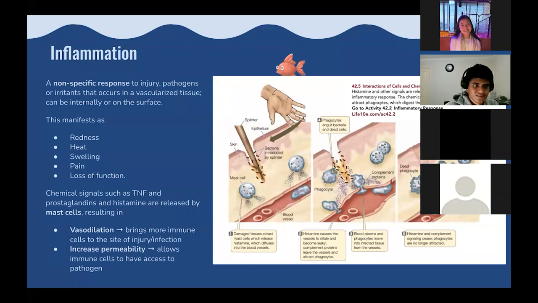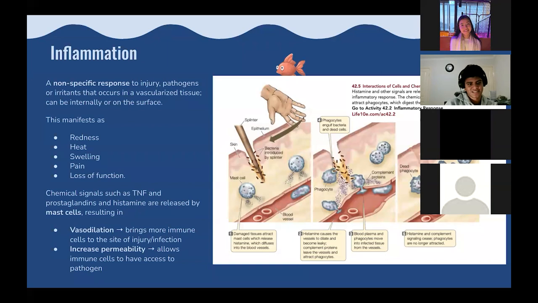So the main symptoms, they're all pretty visible. If you see a patient and they've got redness, heat, swelling, you're going to automatically think it's inflammation. It is inflammation, basically, right? Now, in more severe cases, you can get pain as well and loss of function. Loss of function is really, really severe.